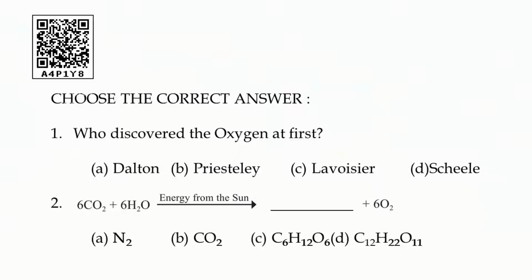First one, who discovered oxygen first? Option A, Dalton. Option B, Priestley. Option C, Lavoisier. Option D, Scheele. Yes, the one who discovered oxygen first is the one and only Scheele. Second one, carbon dioxide reacts with water in the presence of sunlight and produces dash along with oxygen. What is it? Yes, option C, glucose, is the right answer for the photosynthesis process.